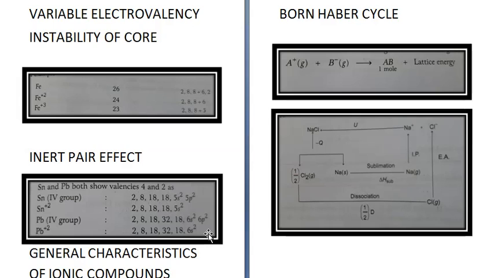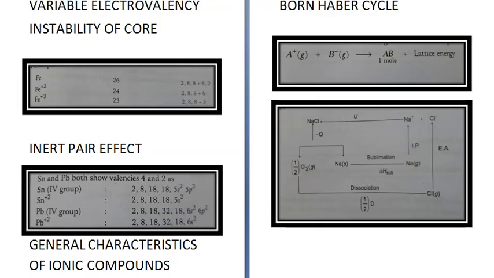Now next we come to general characteristics of ionic compounds. The first characteristic is that ionic or electrovalent compounds are usually crystalline in nature. They exist in the form of crystals. They have high melting and boiling points due to strong electrostatic forces existing in ionic solids. They are hard and brittle in nature.